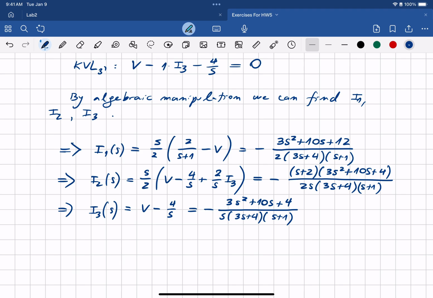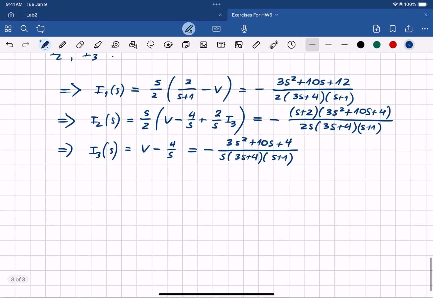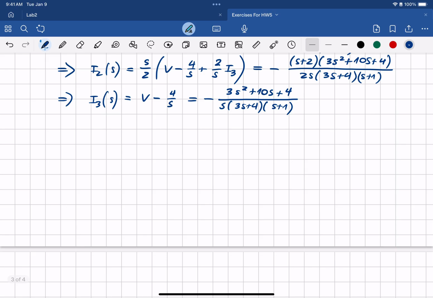Unfortunately for you, the solution is asking for currents in time. So now we need to take the inverse Laplace. And I can guarantee you that there's no table that is going to give you exactly this answer. So you need to work your way out of here. The way to do it, I'm going to show it to you only for I1, and I encourage you to do the same procedure for I2 and I3.